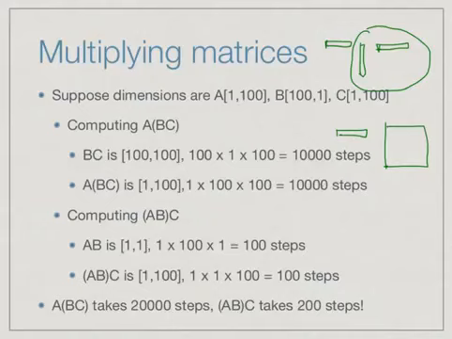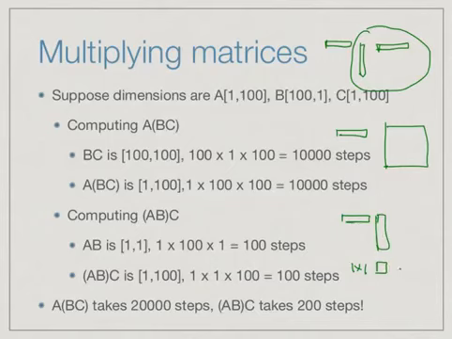Now if I do it the other way, if I take A times B first, then this whole thing collapses into a 1 by 1 single entry. So I get 1 into 100 into 1. In 100 steps, I just collapse this row and this column into a single entry. That's like computing one entry in a matrix multiplication, and the resulting thing is exactly that one entry.